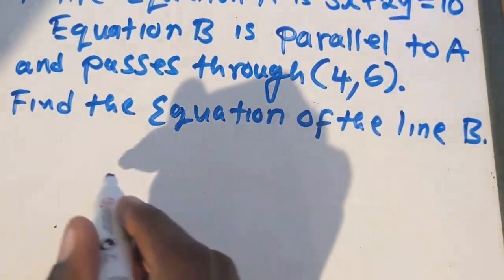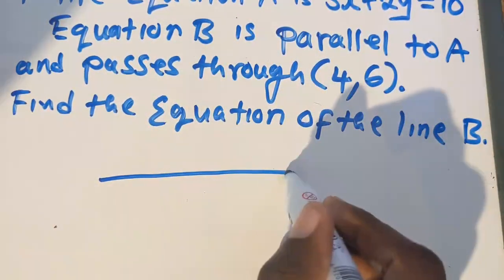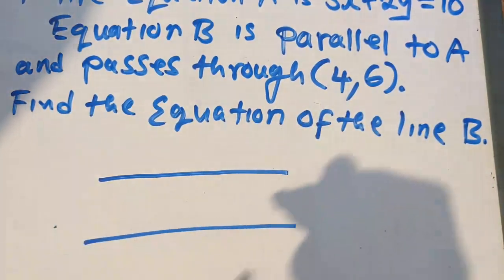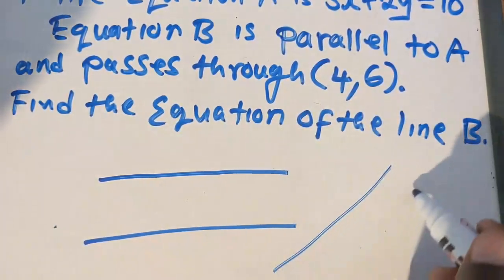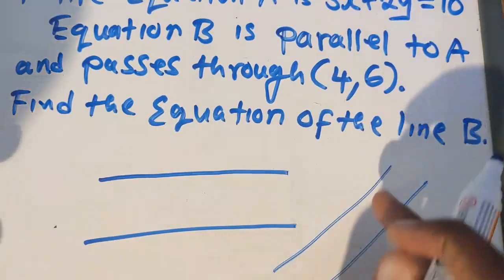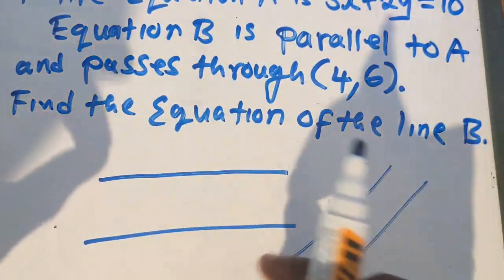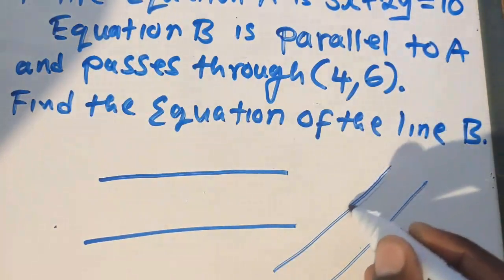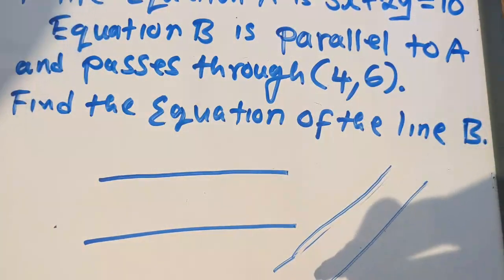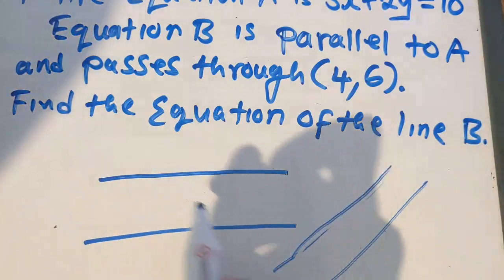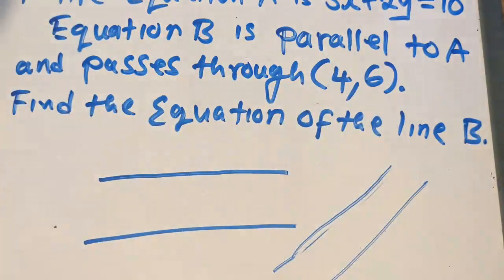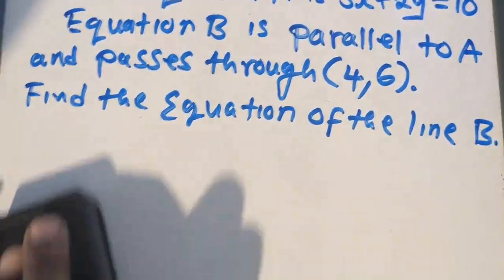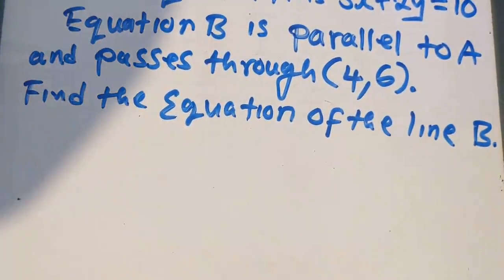Parallel means the equations of the lines go like this. They can go like that, they can go like this. They are parallel. Parallel lines never meet. So the gradient of this line is equal to the gradient of that line. Whenever they are parallel, just know that they have the same gradient.